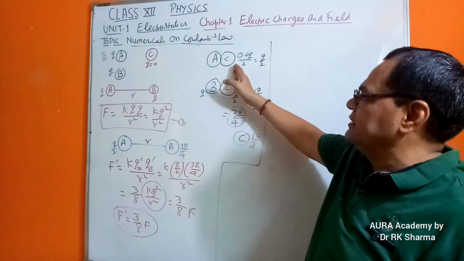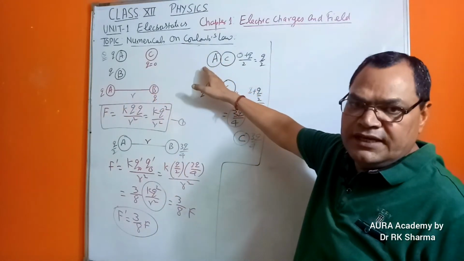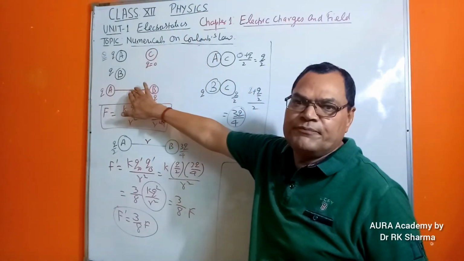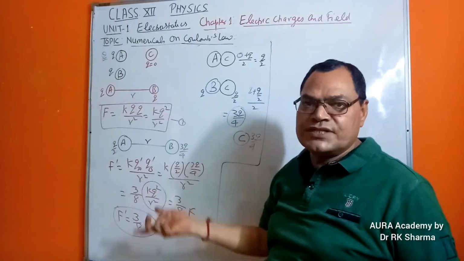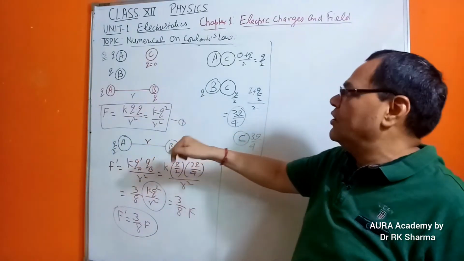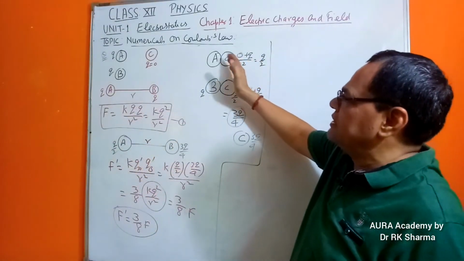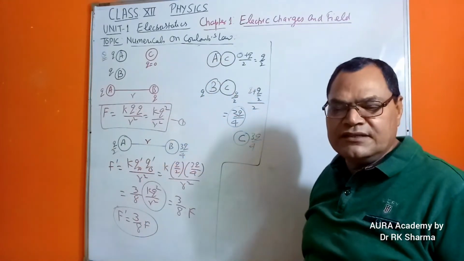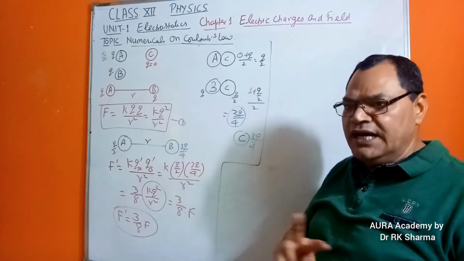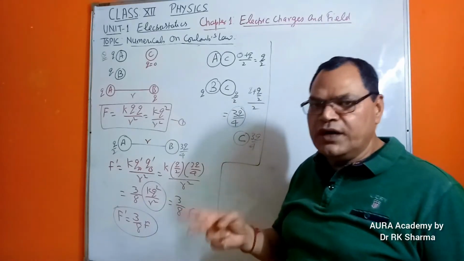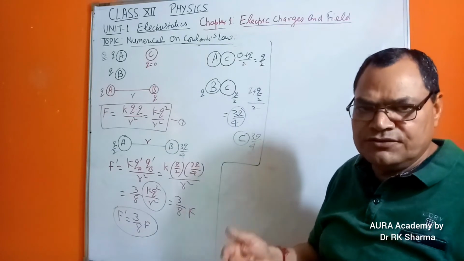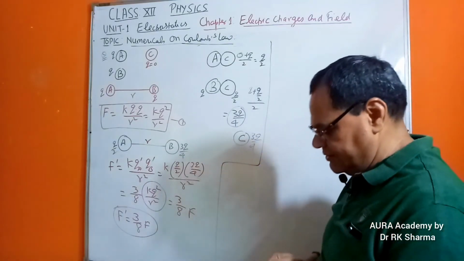Okay, when this C was touched with A, and then placed at the midpoint between the two, find the new force at C. Or maybe when C was touched with A, then touched with B, and then placed at the center. Alright, so I have two questions basically. One I will solve, the other you can try yourself at home as practice.